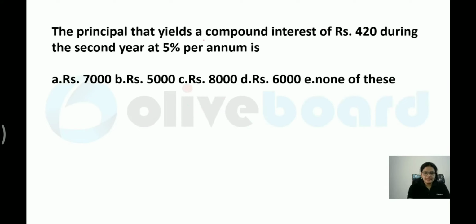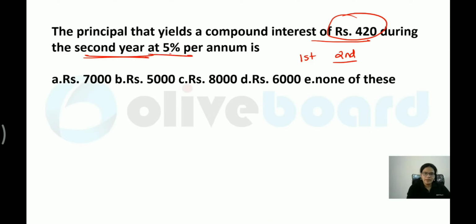Principal that yields compound interest of 420 during the second year over here. Second means only the second number. So the first year is the first number, second means only the second number over here. Okay, so that value is given to you as 420. Now how will you do this? Again apply the same tree diagram, so the method will become more clear to you.